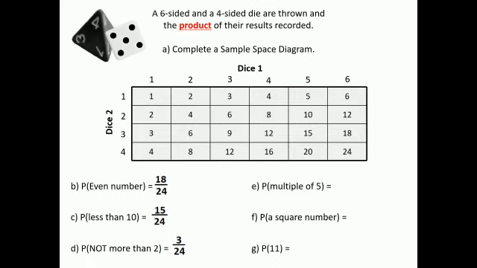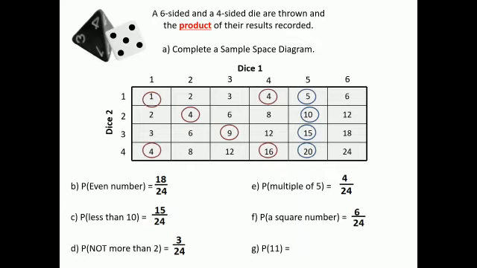Next one, multiple of 5. Okay, so these are the numbers. You got the multiples of 5, 4 numbers, 4 by 24. Okay, next is a square number. Which are the square numbers? 1, 4, 9, 16. So count the numbers. Okay, correct. 6 by 24.